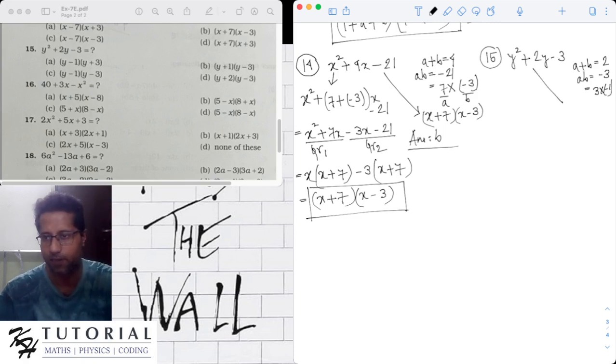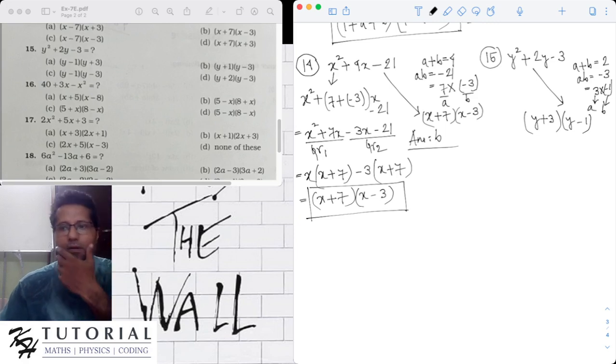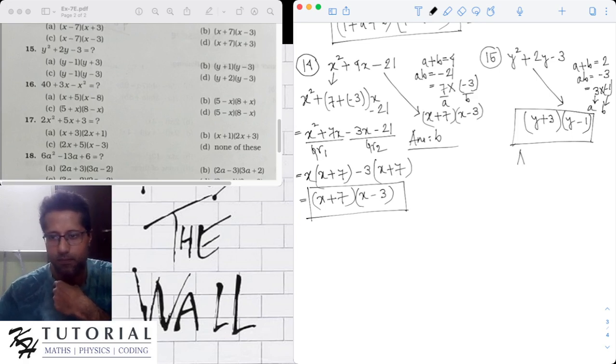So directly we can say, if we consider A as 3 and B as minus 1, the factorization will be y plus 3 multiplied by y minus 1. So this is the factorization, y plus 3 multiplied by y minus 1, and hence the correct choice is y plus 3 into y minus 1. The correct choice is choice A.